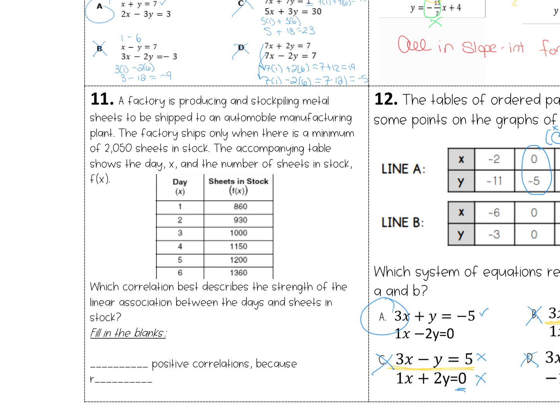Number 11 says, a factory is producing and stockpiling metal sheets to be shipped to an automobile manufacturing plant. The factory ships only when there's a minimum of 2,500 sheets in stock. The accompanying table shows X days and the number of sheets in stock F of X. What is the correlation that best describes the strength of the linear association between the days and the sheets in stock? So we're going to take our table and put this in. You can use a calculator. I'm going to put it into Desmos.